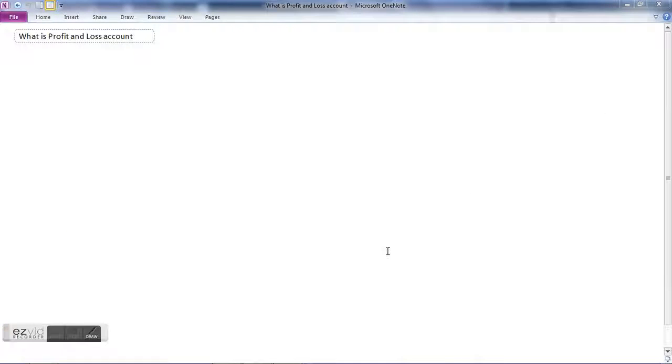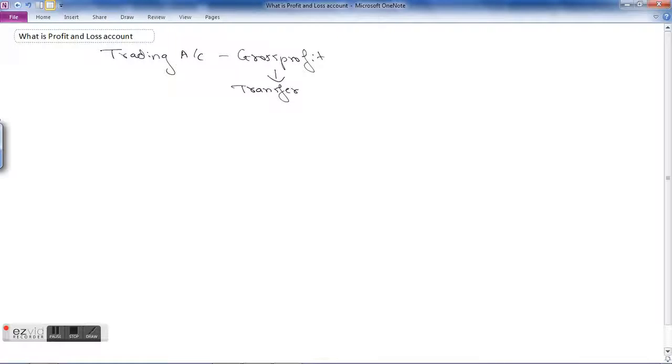Today's topic is: what is a profit and loss account. In the last session we studied what a trading account is. From the trading account, the gross profit is carried forward or transferred to the profit and loss account.